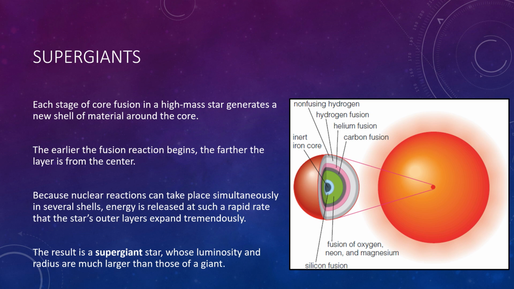Notice the order of the layers in the figure. The earlier the fusion reaction begins, the farther it is from the center. Because nuclear reactions can take place simultaneously in several shells, energy is released at such a rapid rate that the star's outer layers are expanding tremendously. The result is a supergiant star, whose luminosity and radius are much larger than those of a giant. The star's overall size can be as large as Jupiter's orbit around the Sun.